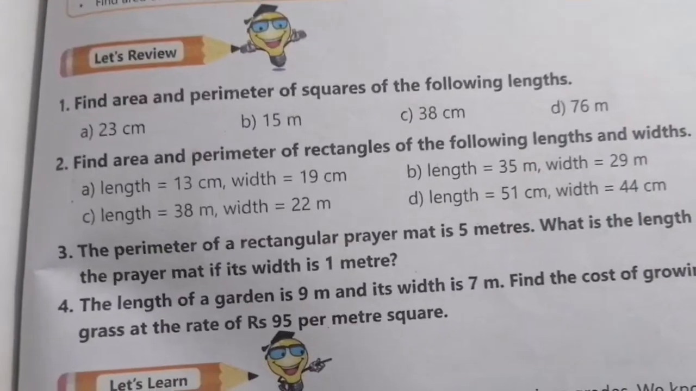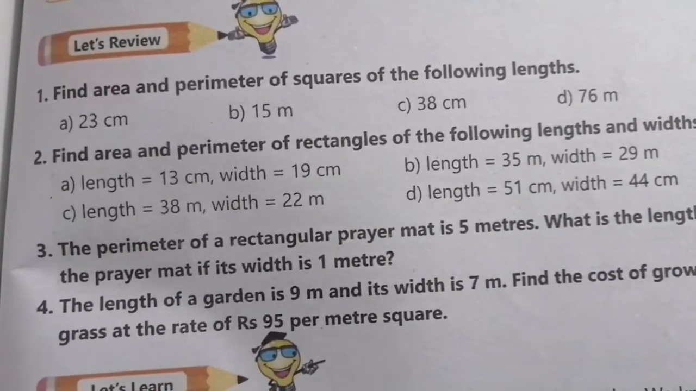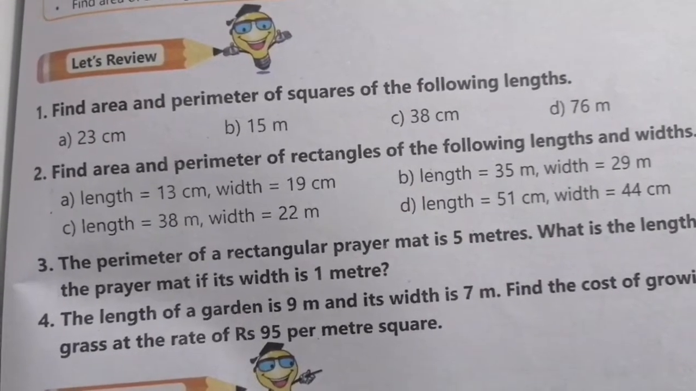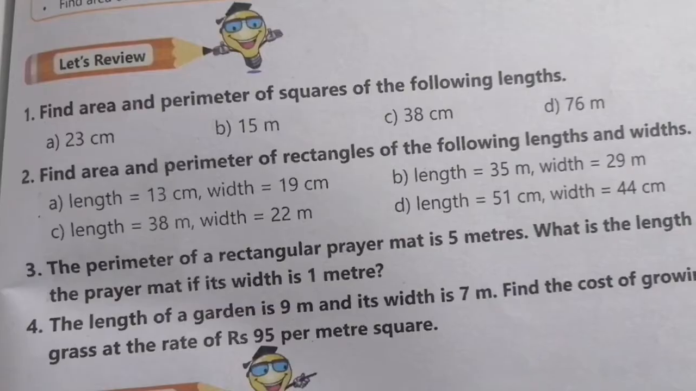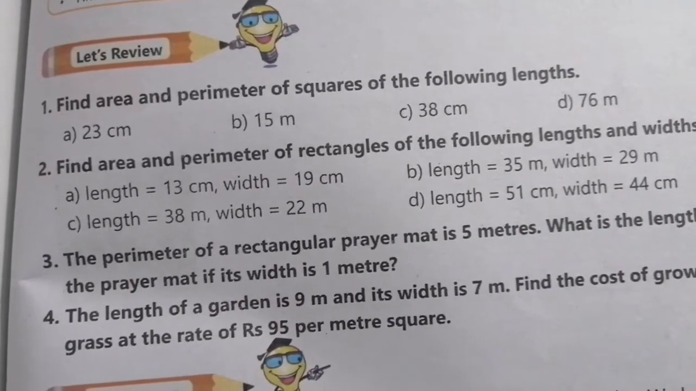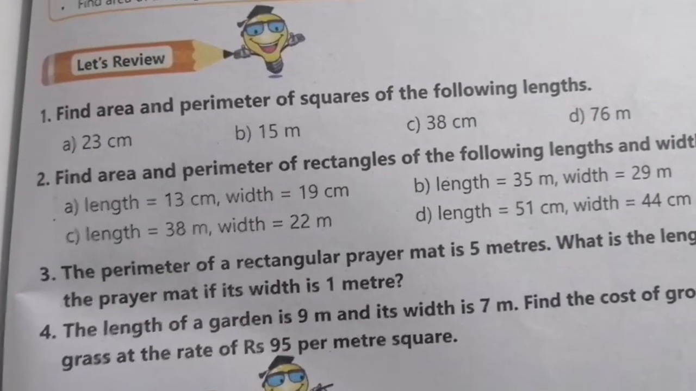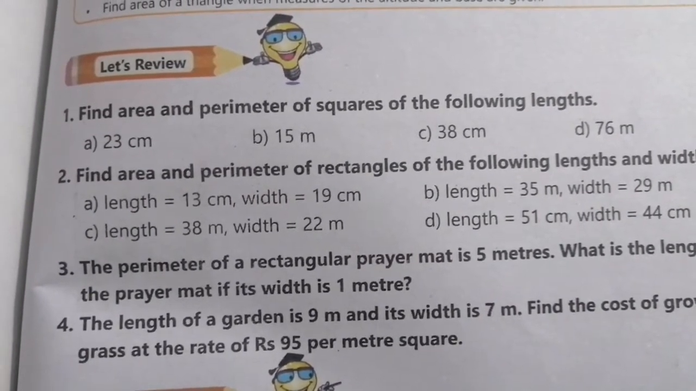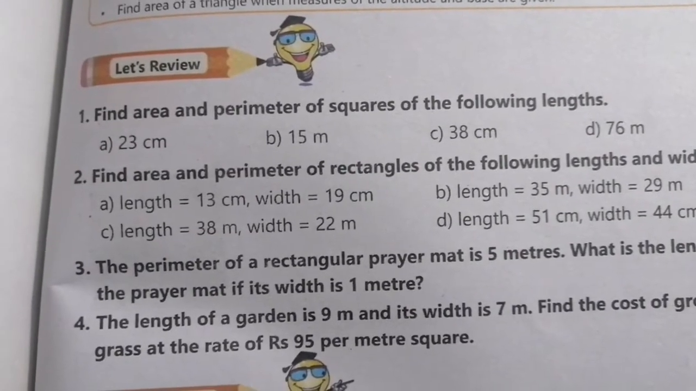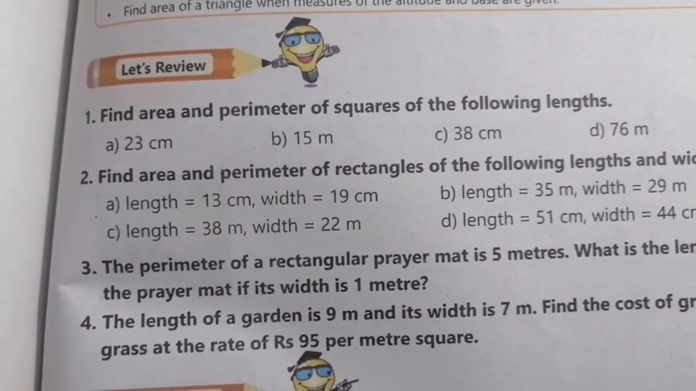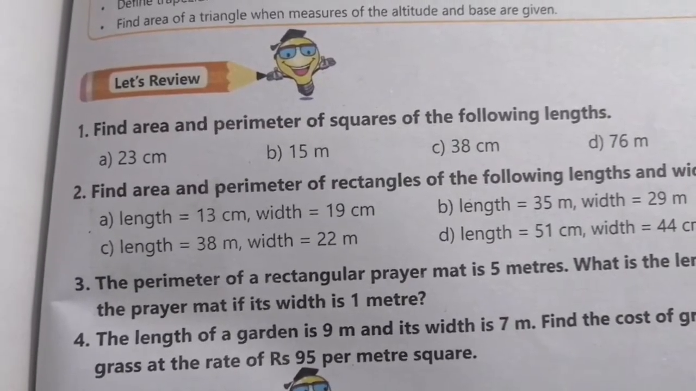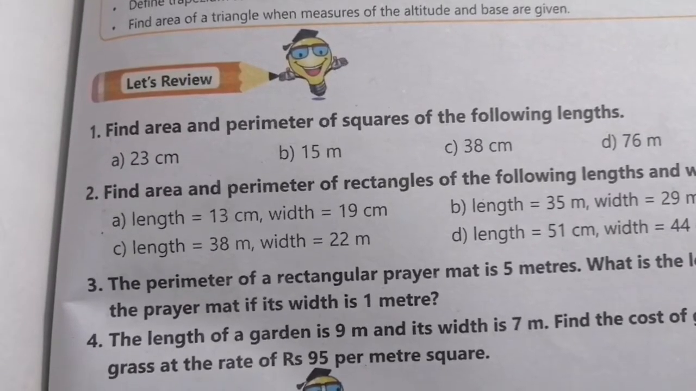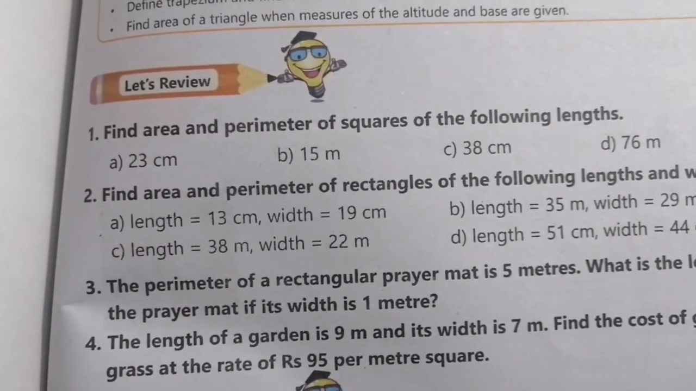Different questions. In question number 1, find the area and perimeter of squares of the following lengths. Okay, we'll see how we can find it. In part A, one length is 23 centimeter. So the area will be 23 multiplied by 23, that is equal to 529. And perimeter will be 4 into L, 4 into 23. So its answer will be 92 centimeter.